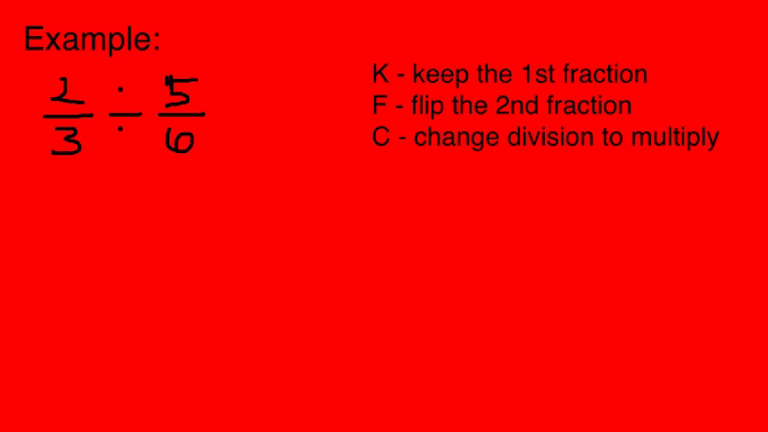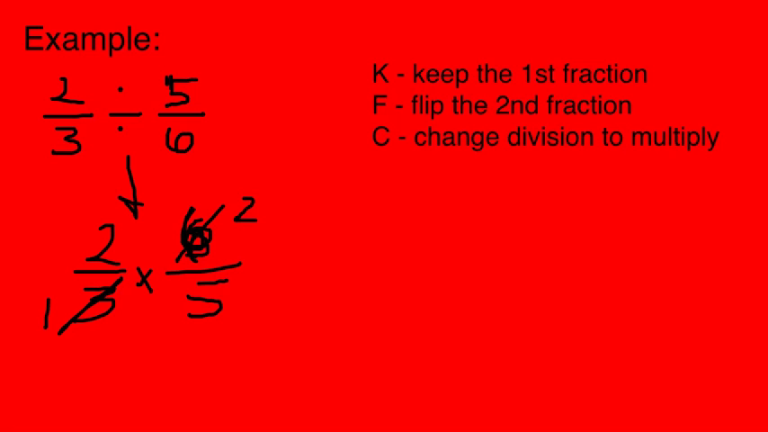KFC says keep the first fraction the same, so 2/3 will stay the way it is. F says flip the second fraction, so now that becomes 6/5. And change division to multiplication. So now I have 2/3 times 6/5. I'm going to see if I can cross cancel anything. Well, I see that the 3 will go into 6, so 3 goes into 3 once, 3 goes into 6 twice. Now I multiply across and I get 4/5.